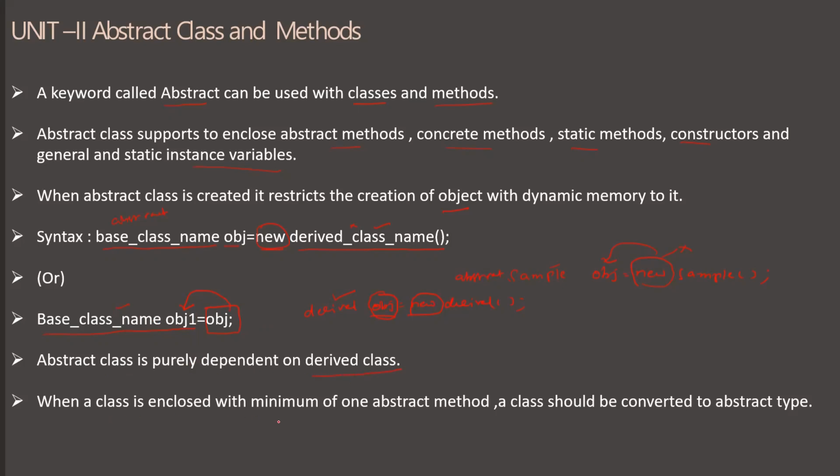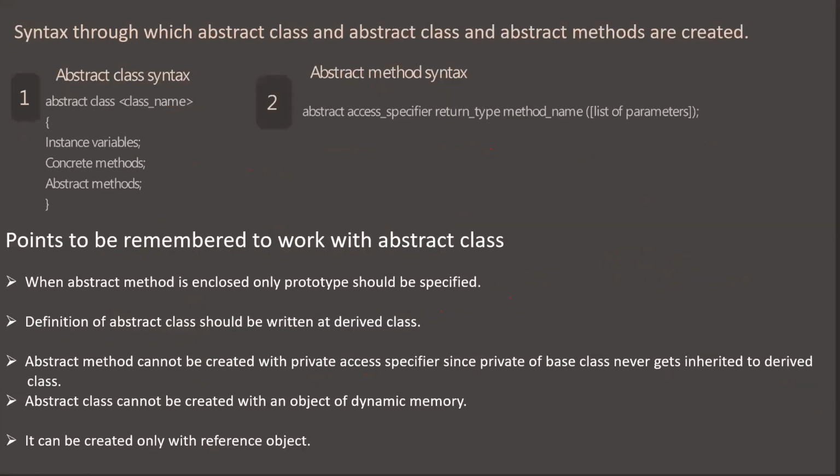When a class encloses a minimum of one abstract method, that class should be converted to abstract type. Is that point clear? If there are no abstract methods, there is no need to convert the class into abstract type. Next, we are going to work with the syntaxes through which abstract classes and abstract methods are created.